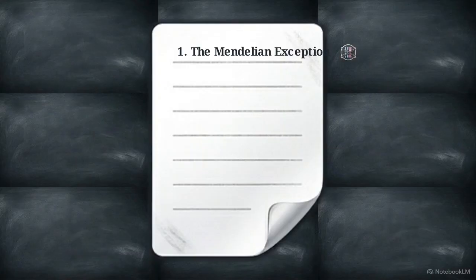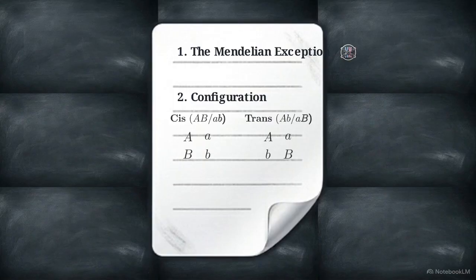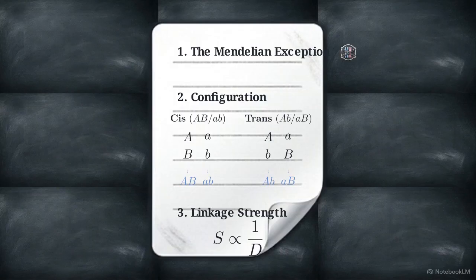Exam cheat sheet. 1. Linkage is the physical association of genes, breaking Mendel's independent assortment. 2. Always map phases. Cis yields AB and ab high-frequency gametes. Trans yields Ab and aB. 3. Linkage strength is inversely proportional to distance. Sketching vertical bars prevents errors.